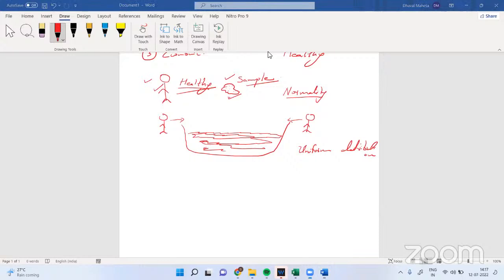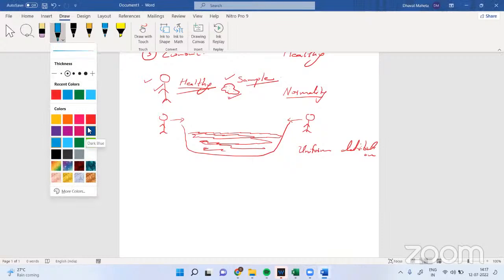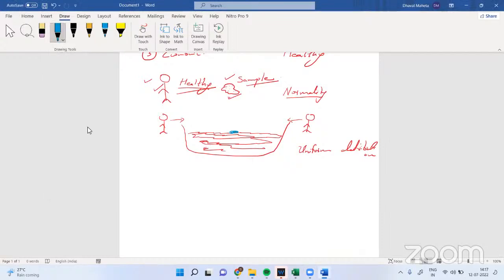Is it clear? Now, after testing the soup, you found that a pinch of salt is less. And therefore, you added a pinch of salt in the center. And you forgot to stir it. Is it clear? Now, what will happen? The particles will start dissolving. You forgot to stir it, right? Now, does it matter from which area you are testing? Yes, sir.